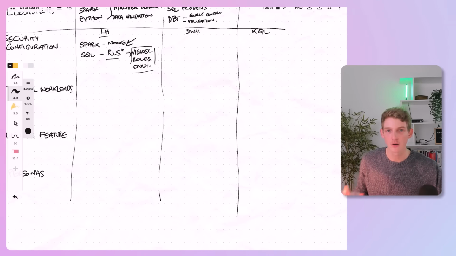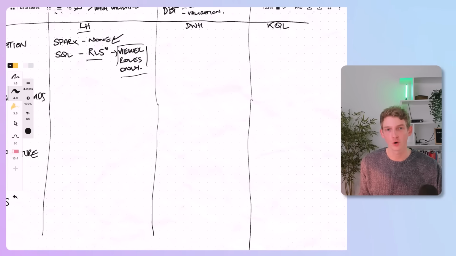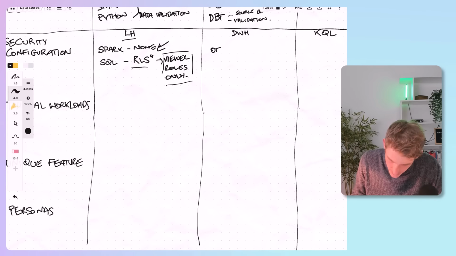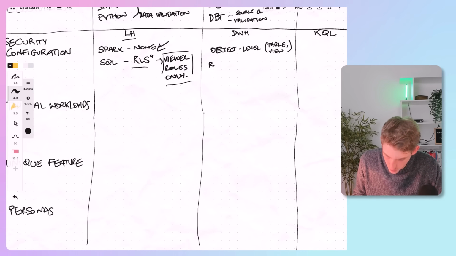Now in the data warehouse, there's a lot more options for granularity in terms of what we can share with people. So we can share at the object level, which is a specific table, a specific view, for example. We can also do row level security. We can also do column level security.